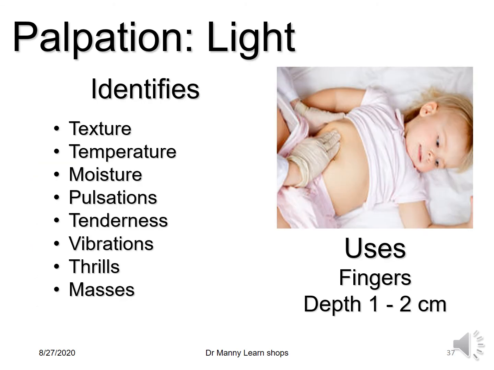Palpation can be light, which uses your fingers and pushes gently to a depth of 1 to 2 centimeters. And it identifies texture of the skin, temperature of the skin, moisture, pulsations, tenderness, vibrations, thrills, or masses.